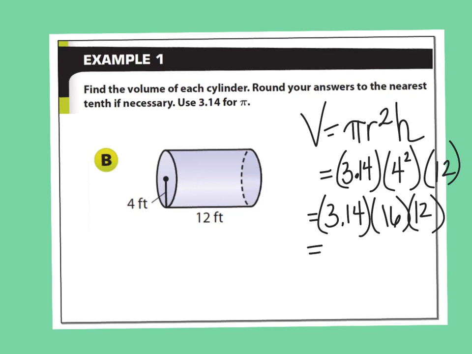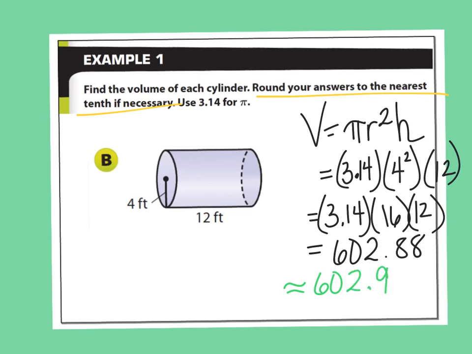When I multiply that out, I'm going to get 602 and 88 hundredths. However, in my directions, it says round my answer to the nearest tenth. So when I go ahead and do that, my answer would actually be 602 and 9 tenths feet cubed. Again, all of these are approximations because we're using 3.14 for pi.